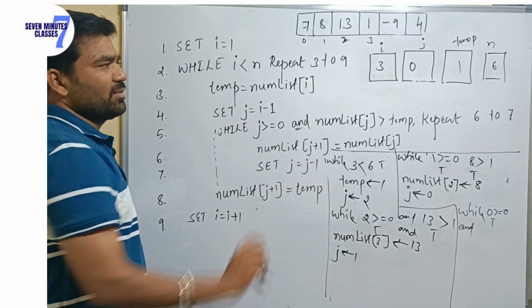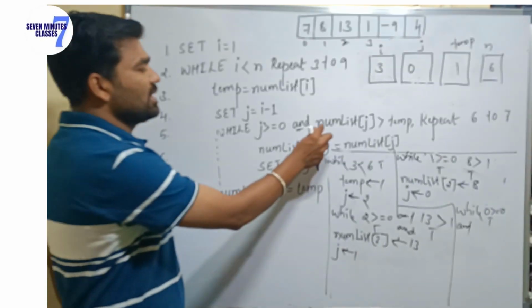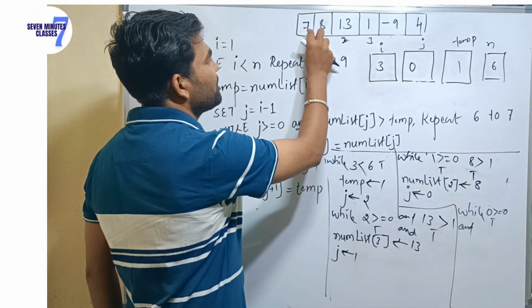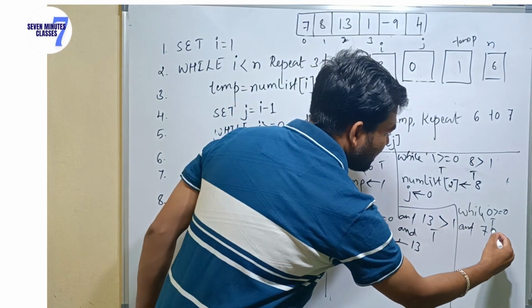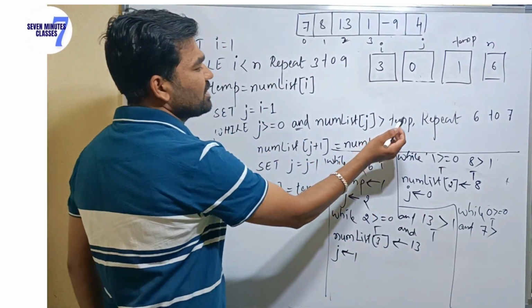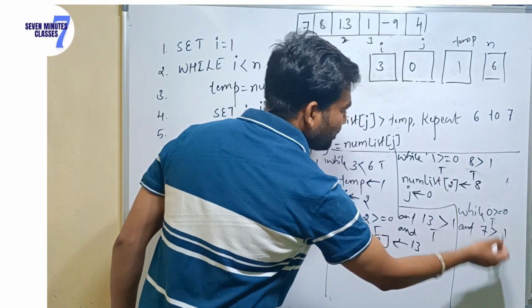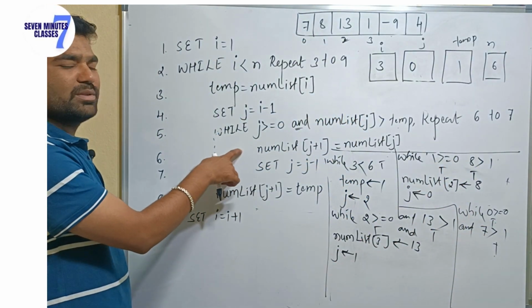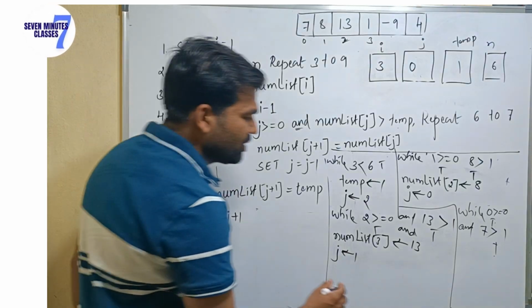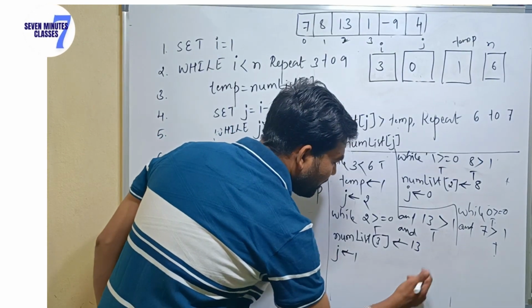And num list of j. What is the value of j? 0. Num list of 0. What is num list of 0? 7. Greater than temp. What is the value of temp? 1. 7 is greater than temp. Yes, it is true. It is also true. It is also true. Then again I have to do this.